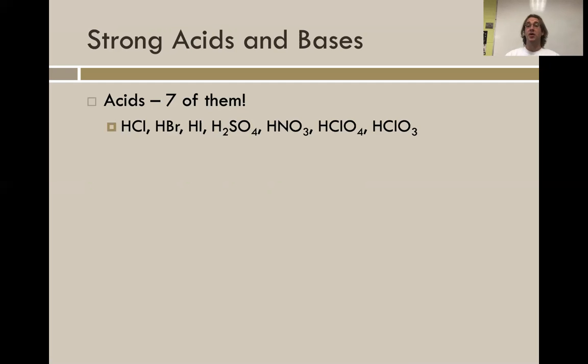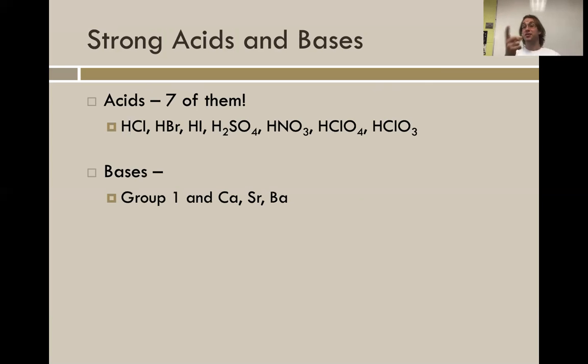Hydrobromic acid, hydroiodic acid. These are the 3 we call the halide acids or the halo acids because they have the halogens in there. And then for our oxo acids, our acids with oxygens, our polyatomic groups, we've got sulfuric acid, nitric acid, perchloric acid, and chloric acid. These are the 7 strong acids. And the reason this is important is if these are reacting, they split apart completely, which usually means for our net ionics, we're just going to have the H plus floating around. We're not going to have to worry about the anion because it's dissociated away.